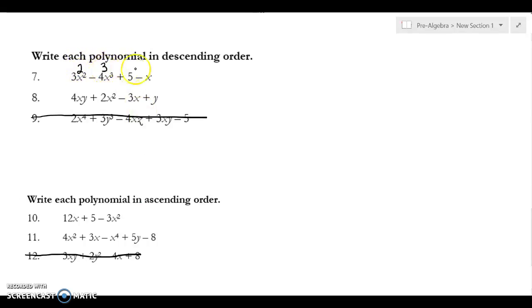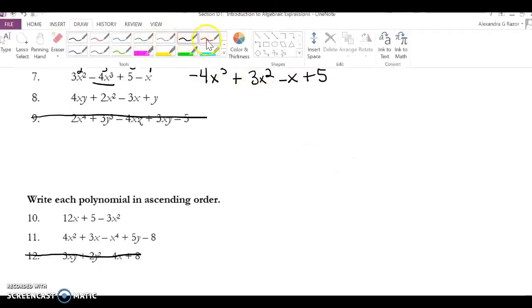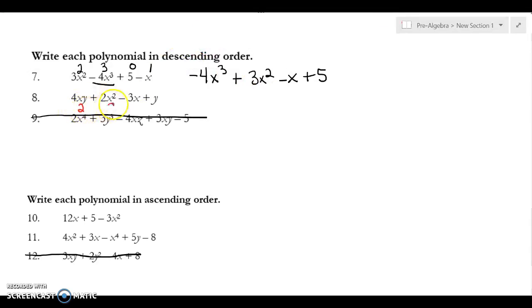So this is 2, 3, 0, and 1. So my biggest one is here. So negative 4x to the 3rd plus 3x squared minus x plus 5. Change colors so we can see and they don't blend. This has a degree 2, a degree 2, a degree 1, and a degree 1. We go alphabetical, and 2x squared is xx, which comes before xy. So it's 2x squared plus 4xy minus 3x plus y.